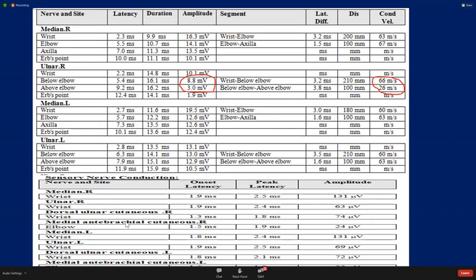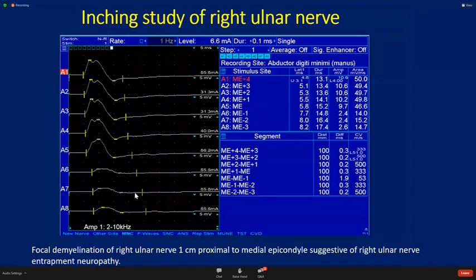The sensory studies, including the medial antebrachial cutaneous study, were normal, and this is possible in a pure demyelinating neuropathy, because if you don't study across that particular region, it may be normal when you study only the distal region. By the inching technique, we were able to make out that the focal demyelination was 1 centimeter proximal to the medial epicondyle, which is a common site for compression. In this patient, it is probably related to arthritis.